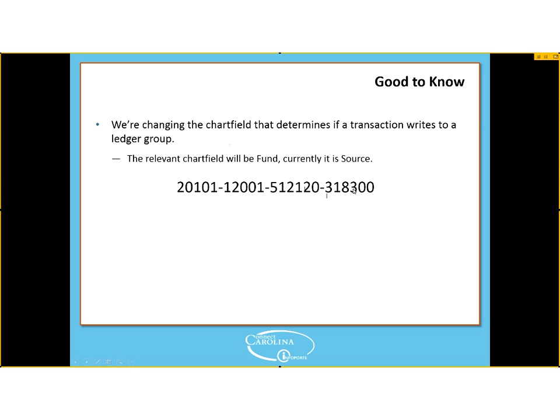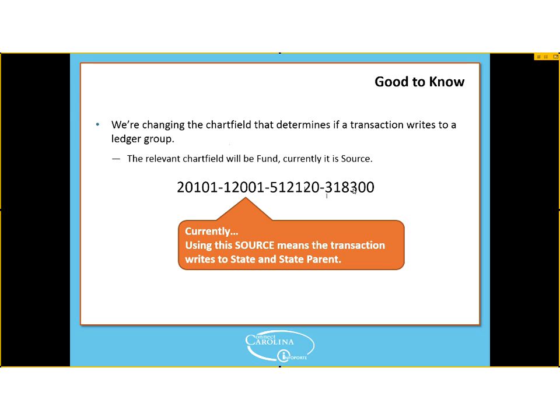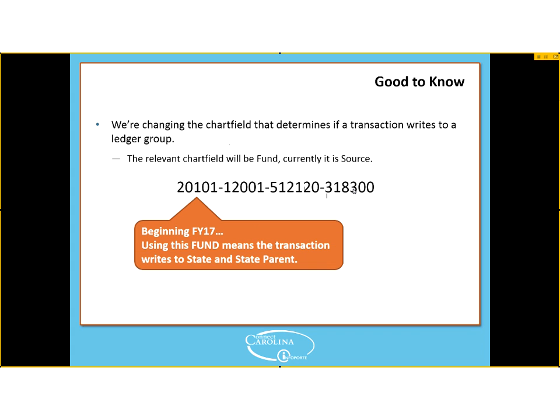I'm paying an SPA personnel, and I've got a department in arts and sciences. Currently it's the source, 12001, that tells that transaction, hey, you need to update their state and their state parent budgets. You need to reduce the budgets by the total of this transaction. It's the source that does that. It's the source that says, when I look at budgets overview, or at the ledger roll-up in InfoPort, I'm going to see this transaction on state or state parent.